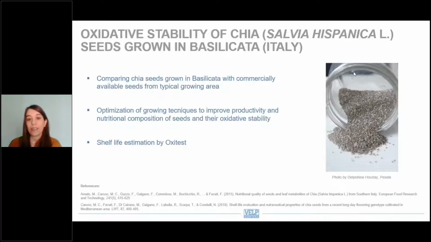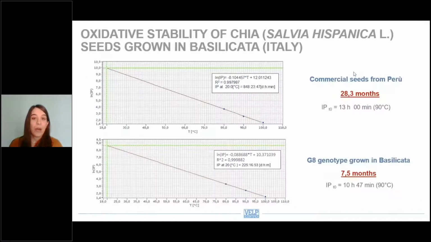They were the object of a study that involved agronomists and food technologists, and within the project, Oxitest was used to evaluate the oxidative stability of chia seeds grown in Basilicata, comparing them with chia seeds grown in a typical growing area. What we saw is that commercial seeds grown in Peru had a longer shelf life compared to the seeds grown in Basilicata. Seeds grown in Basilicata had a higher peroxide value compared to commercial seeds from Peru.